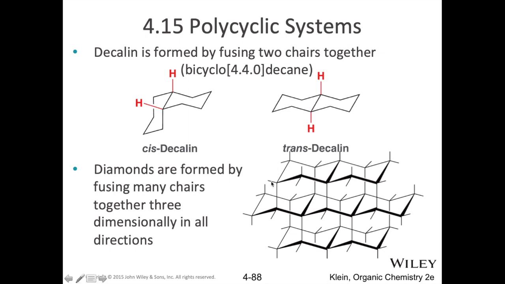So if you look at diamond, it's basically a huge network of rings of carbon atoms connected together. Graphite might be another example of that too. Okay, so something to keep in mind.